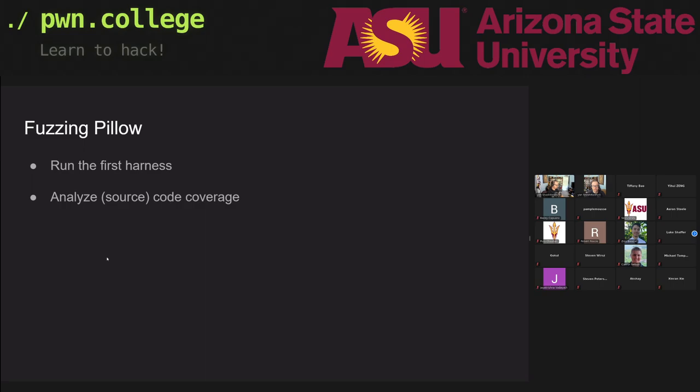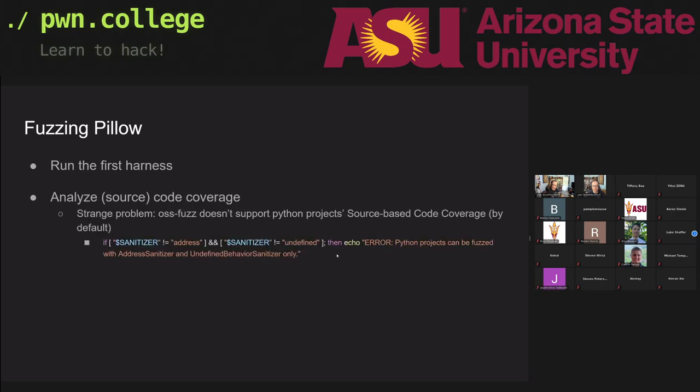So our next step was trying to get the source code coverage, which OSS-Fuzz and Clang already have nice support for generating the source code coverage report. But we tried it, and it failed with strange issues saying that Python projects can only be fuzzed with address and undefined behavior sanitizers only. And this looks strange because based on our understanding, there's nothing special about Python in this project. Python is still written in C, same as Pillow or any other native library. So we thought it should be easy to support the coverage sanitizer. So we continued to try to solve these issues by going through the OSS-Fuzz source code coverage generation process.